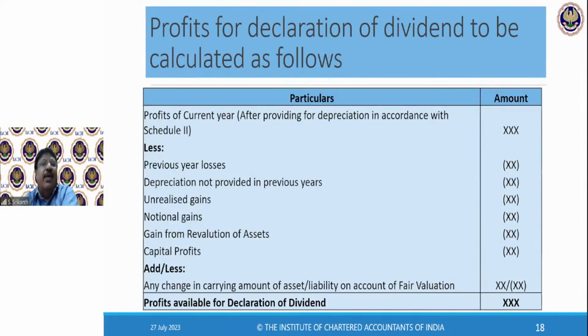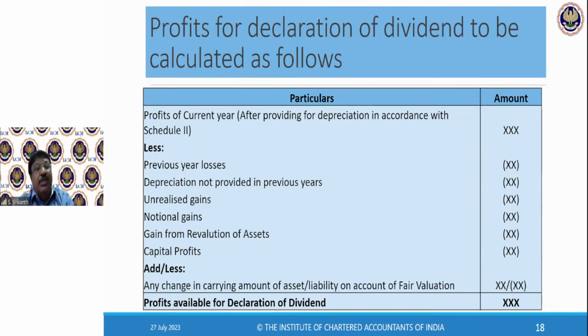Now, the profits for declaration of dividend cannot be just any profit. You should arrive at it after removing certain items. So you take the profits of the current year after providing for depreciation, etc. You have the current year profit now, the profit for the year after tax. Boss, dividend is not a charge against the profit. It is an appropriation. Therefore, after paying tax, whatever is left, only then can you pay dividend.